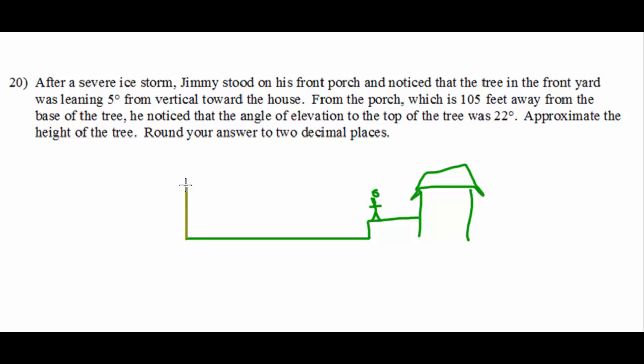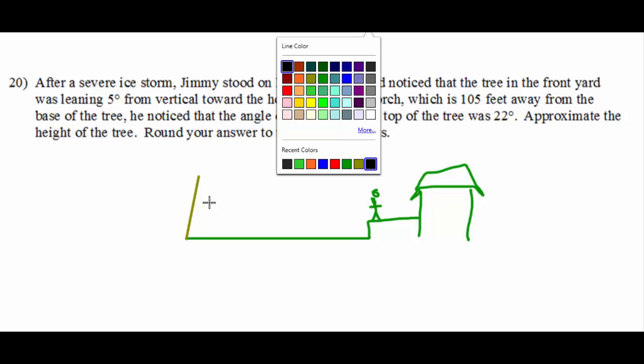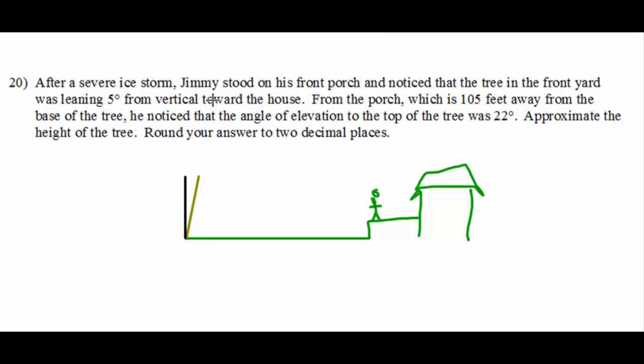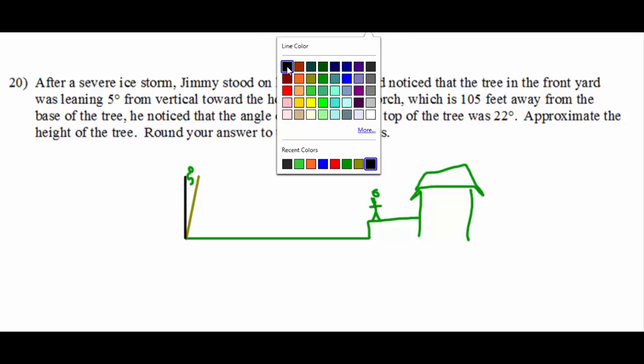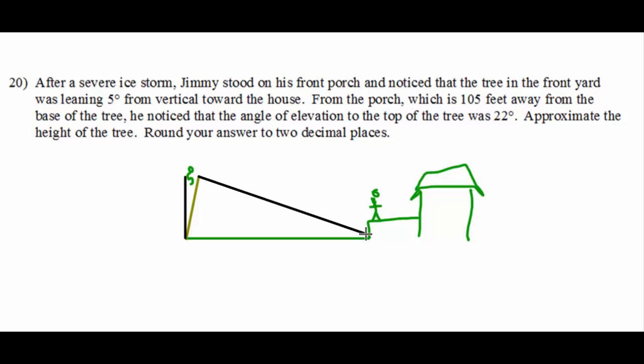So I'm not going to draw this straight up like trees are supposed to be. It's leaning 5 degrees from vertical towards the house, which is something like this. And so that means that if I drew a line like this straight up, my angle right here is 5 degrees, and we'll use that in a second when I finish my triangle. So he says the angle of elevation up to the tree is 22 degrees. So that's this right here. We know the tree is 105 feet away from the porch where he's at. And so I want to find the height of the tree, which is right here.